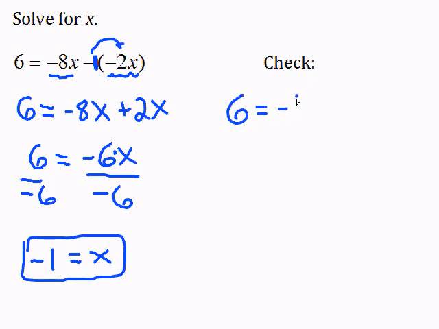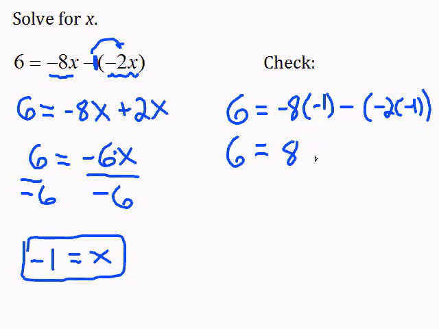6 equals negative 8 times negative 1 minus negative 2 times negative 1. So 6 should equal negative 8 times negative 1, which is 8, minus negative 2 times negative 1, which is positive 2. So 6 equals 8 minus 2, which is 6, and our solution checks out.